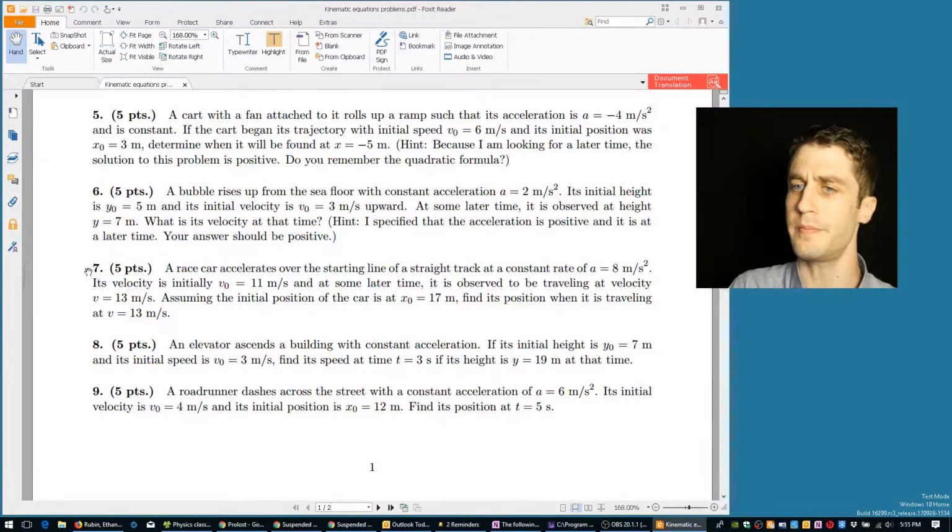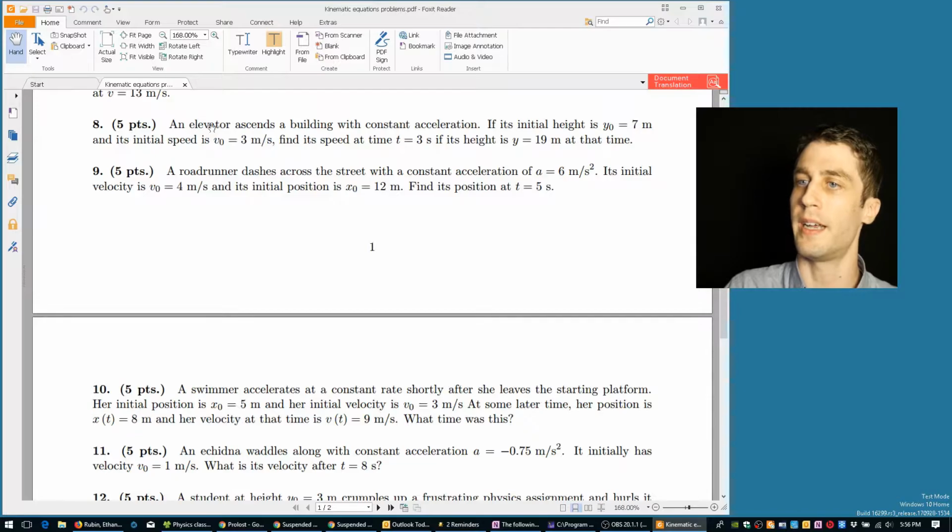Question 7. A race car accelerates over the starting line of a straight track at a constant rate of a equals 8 meters per second squared. Its velocity is initially v naught equals 11 meters per second, and at some later time it is observed to be traveling at a velocity of v equals 13 meters per second. Assuming the initial position of the car is at x naught equals 17 meters, find the position when it is traveling at v equals 13 meters per second.